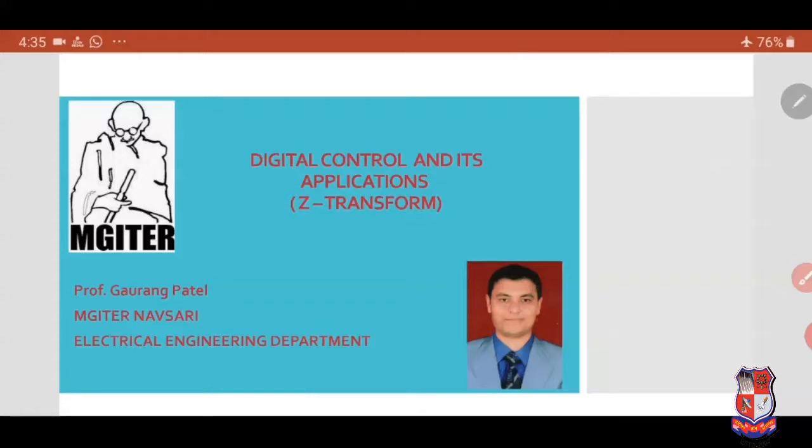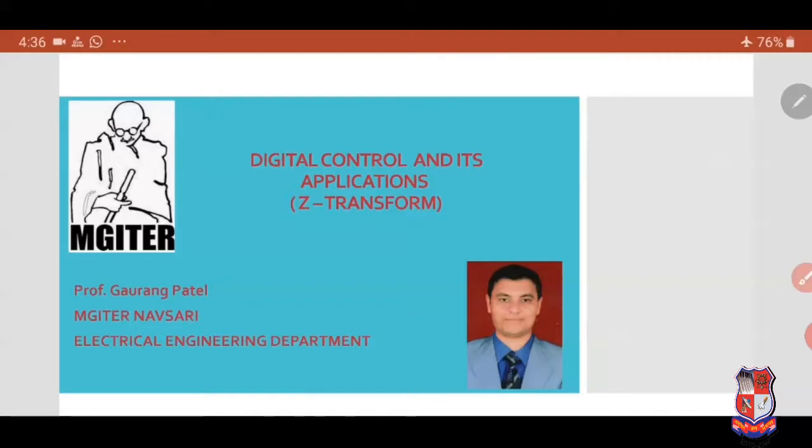Now in this lecture we will discuss the Z transform. The Z transform plays a very important role in digital control and its applications. So we will see step by step how the Z transform works, some of the basics of the Z transform, and how it is applicable to the digital control system.